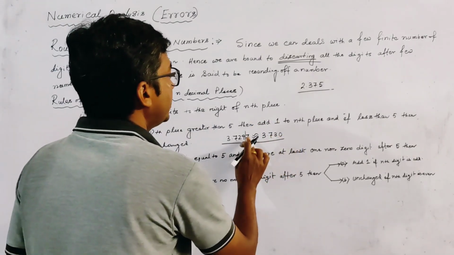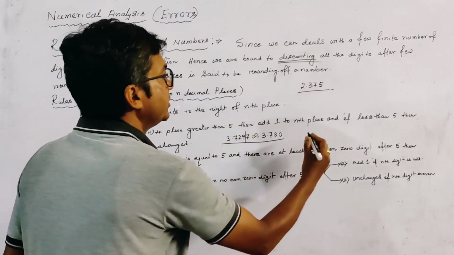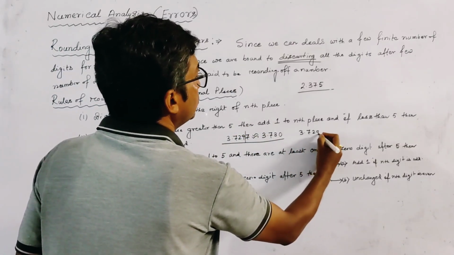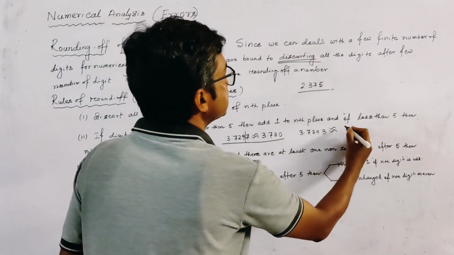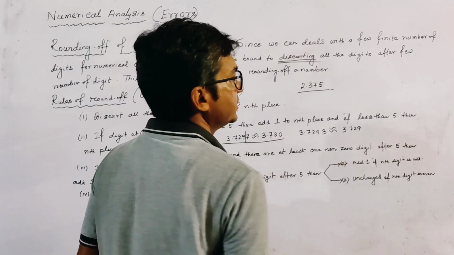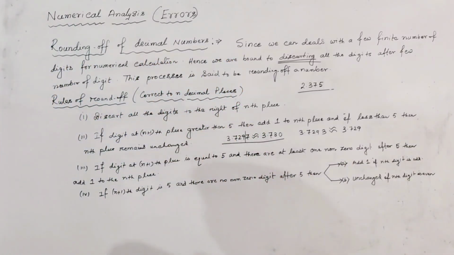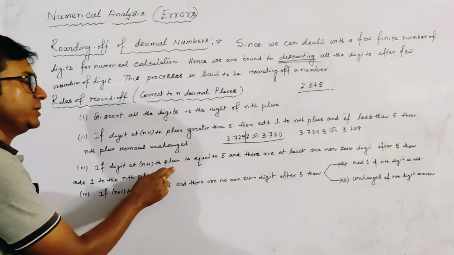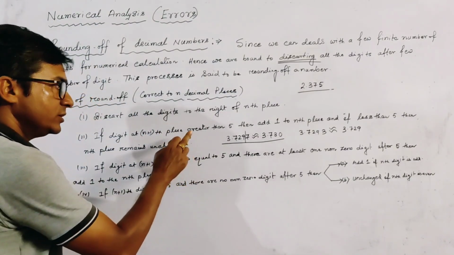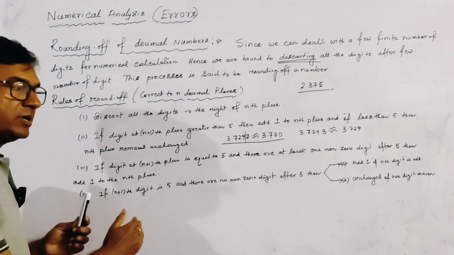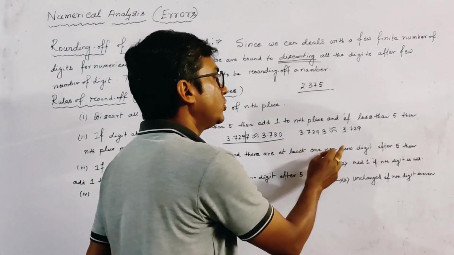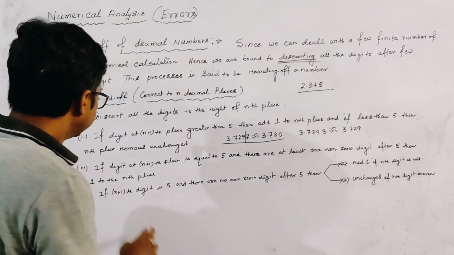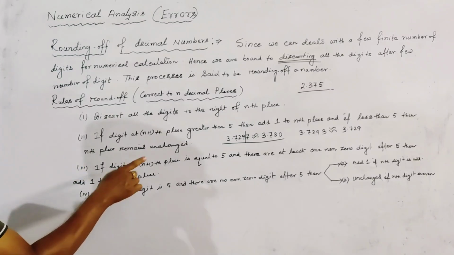And if the digit is not 7, this is less than 5. If the number is 3.7293, then by rounding off we get 3.729. This remains unchanged. Okay, now the rule number 3. If the digit after the nth place is equal to 5, here we said greater than 5 or less than 5. But if the digit is equal to 5, and there is at least one non-zero digit after 5, then we always add 1 to the nth place.